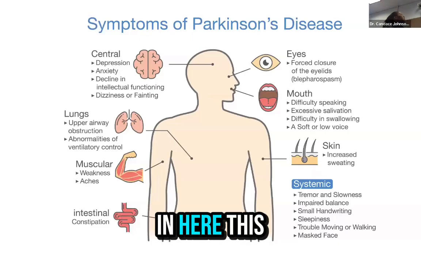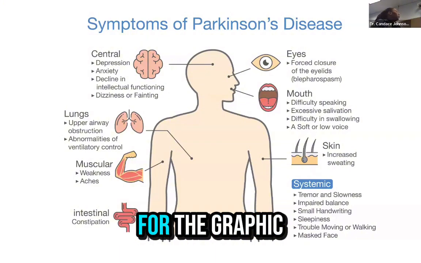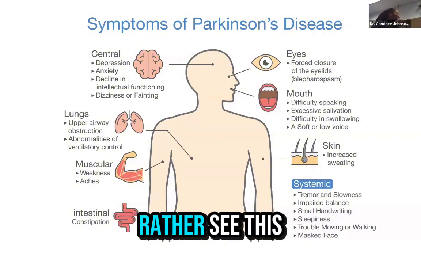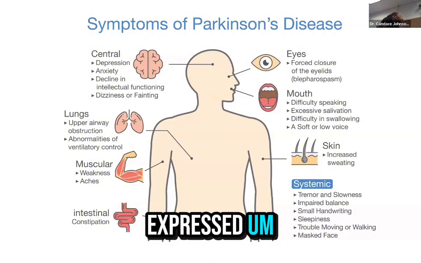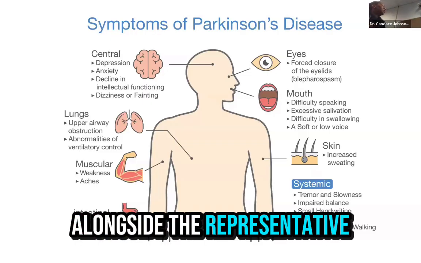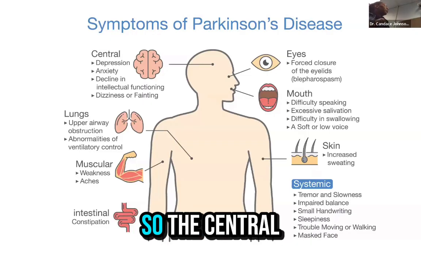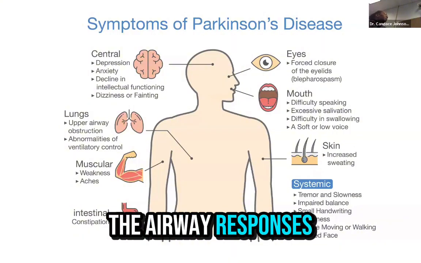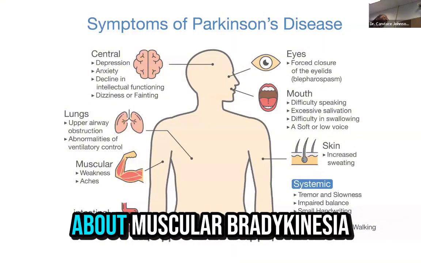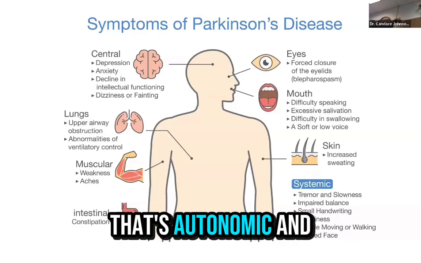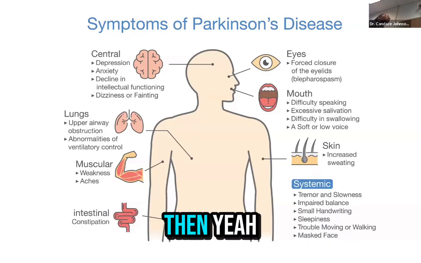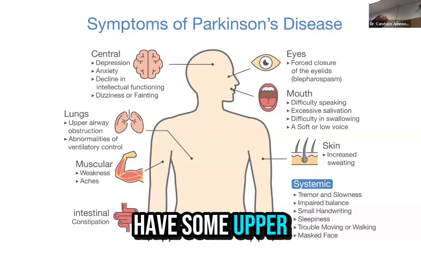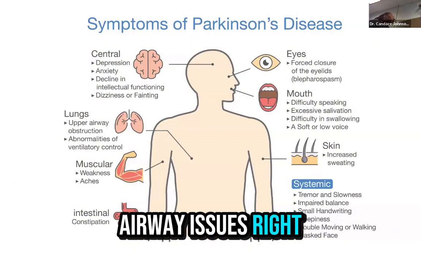So I shoved in here this little graphic for the graphic folks who would rather see this expressed alongside representative graphics. So the central responses are represented by the little brain here. The airway responses, when you're talking about muscular bradykinesia, that's autonomic and motor, then yeah, you could also have some upper airway issues, right?